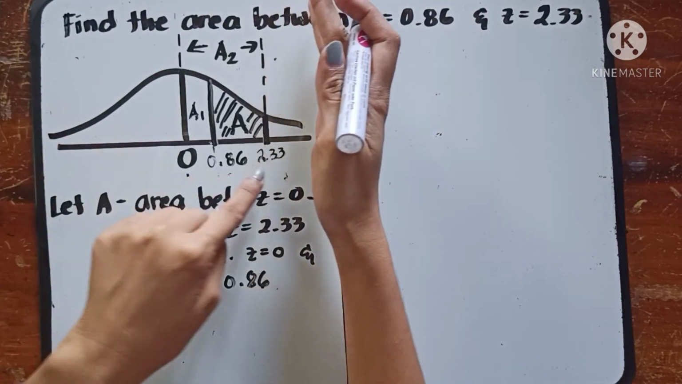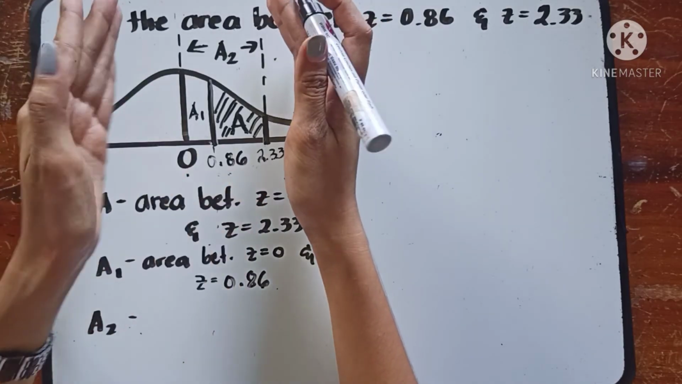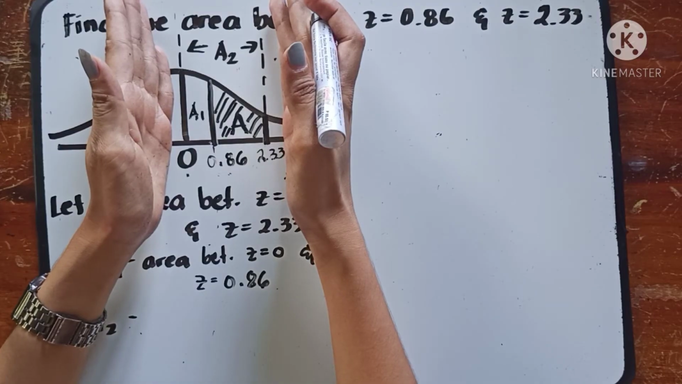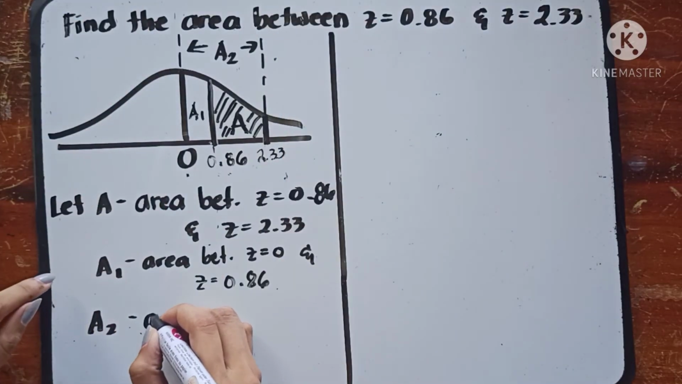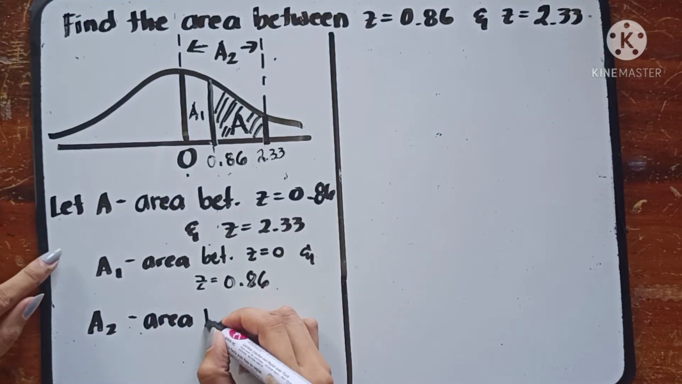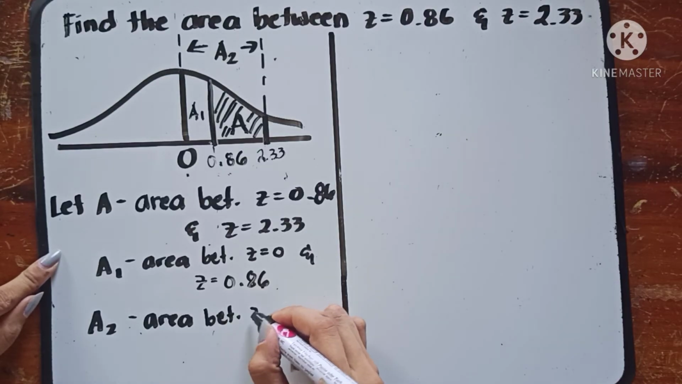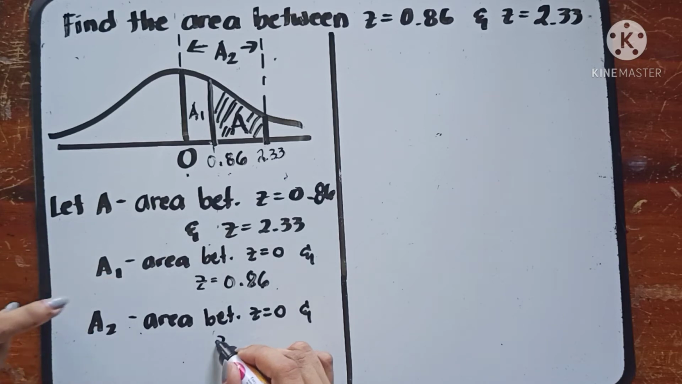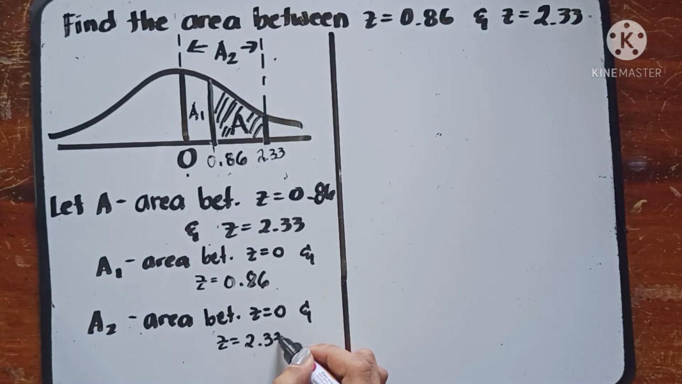Meron tayong dulo na 2.33. So, ibig sabihin yung A sub 2 natin is from 0 hanggang 2.33. So, this is the area between Z is equal to 0 and Z is equal to 2.33. So, kailan lang ba tayo nagkakaroon ng area of half of the curve?